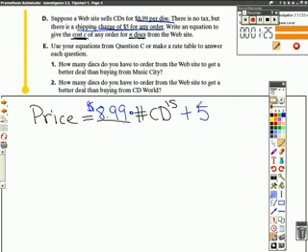Now, part E asks us, which is a little bit more complicated, how many discs do you have to order from the website to get a better deal than buying from Music City? Okay, now what they suggest that you do is to make a rate table. What I basically did was I took this a little bit further than that. And I basically went to the internet.